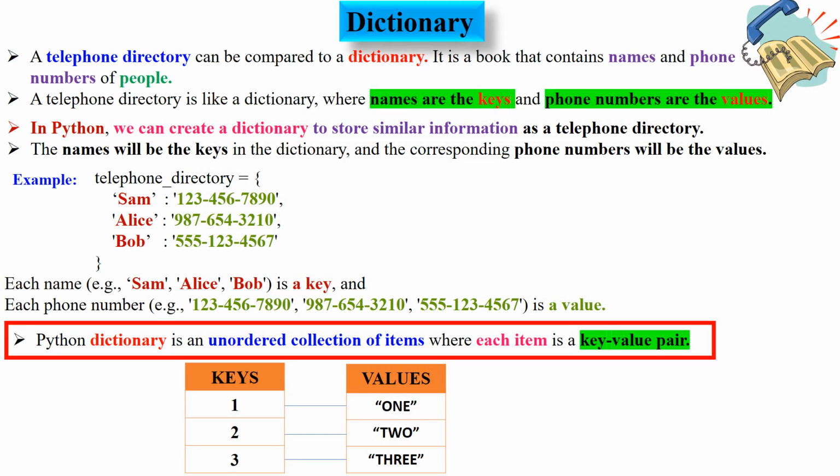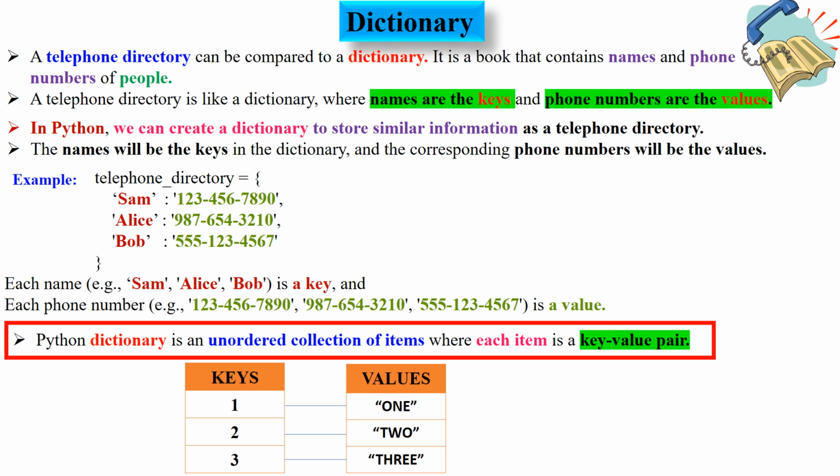Let's learn about dictionary in Python. A telephone directory can be compared to a dictionary. It is a book that contains names and phone numbers of people. A telephone directory is like a dictionary, where names are the keys and phone numbers are the values. In Python, we can create a dictionary to store similar information as a telephone directory. The names will be the keys in the dictionary, and the corresponding phone numbers will be the values.